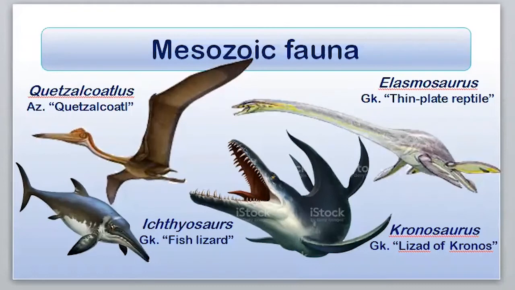The Quetzalcoatlus, or the Quetzalcoatl, named after the Aztec serpent god, or the wind god, was the largest flying vertebrate known in Earth history. There are some debates about whether this guy or Hatzegopteryx is the largest one, but I personally go with the Quetzalcoatlus.